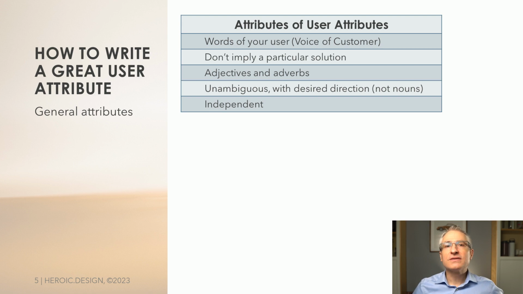Finally, try to make all of the user attributes independent of each other. If they're saying the same thing, there's no benefit. And if they're close but disagree with each other, they're confusing. This will all get clearer with some examples.